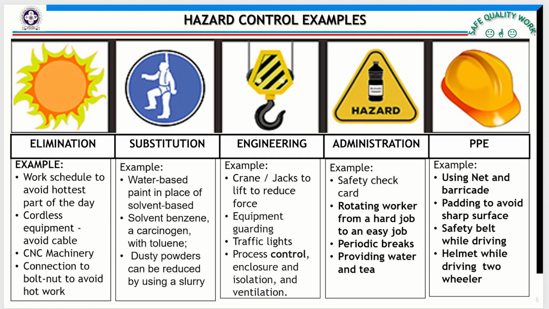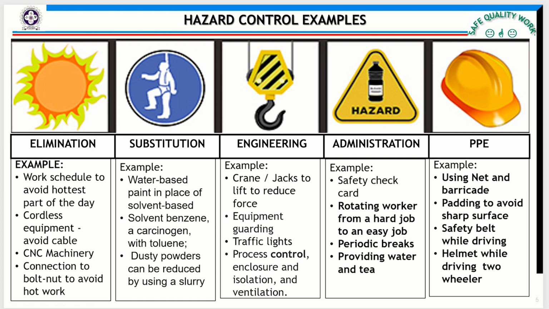An example of substitution is that water-based paint can be used in place of solvent-based paint. Why? Because water-based paint will not give any hazard, whereas a solvent is a hazardous material. If paint is solvent-based, then certainly it will create more hazards. And disposal of solvent-based paint is also a typical problem. Therefore, we should always emphasize using water-based paint.